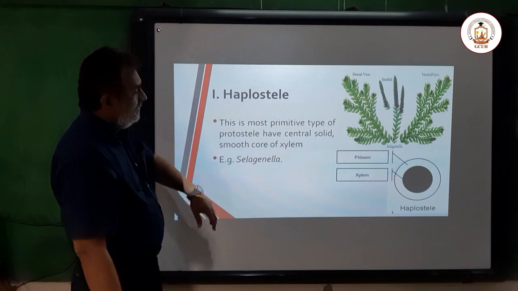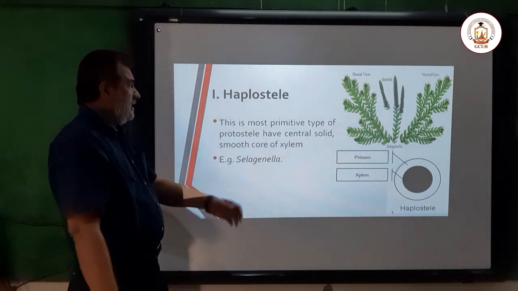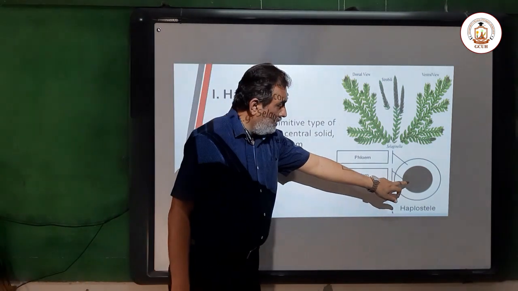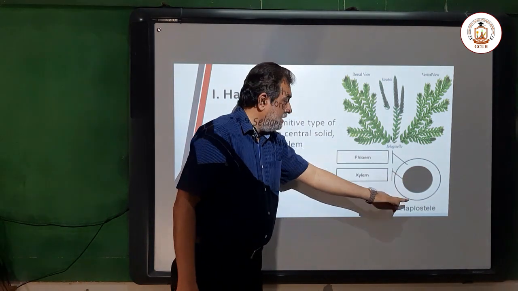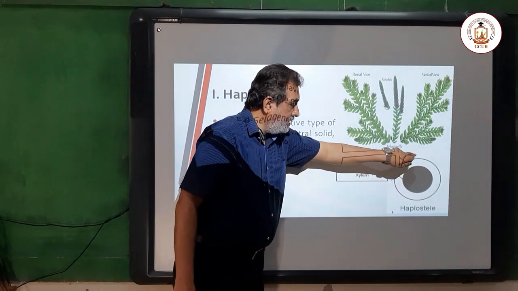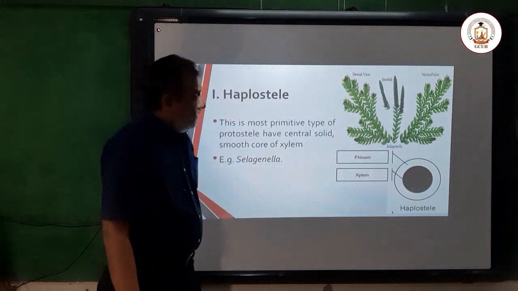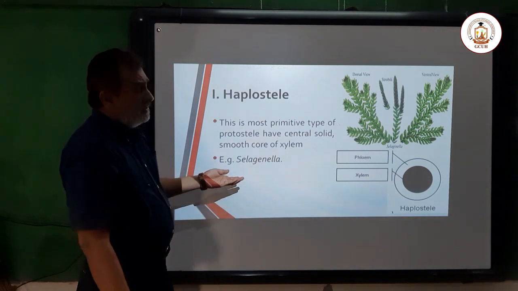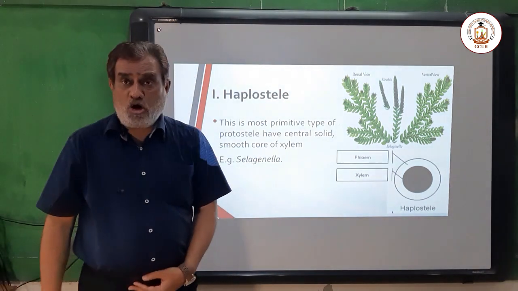Let us see the first type of protostele, that is the haplostele, the most primitive type, where the central core is occupied by the xylem and it is completely surrounded by the phloem. That is called haplostele, usually found in flagella of the Lycopsida.